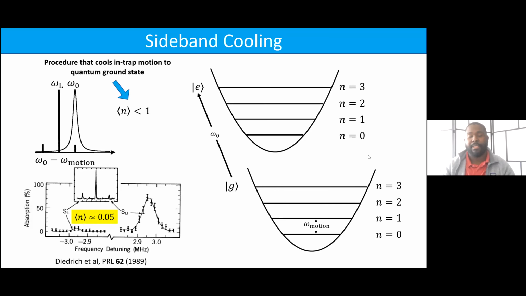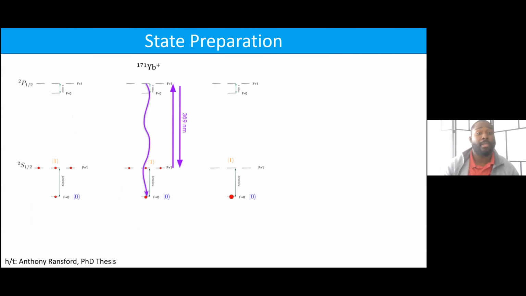But if I send some laser light in that is this frequency omega naught minus the motional frequency omega motion, then the scattering process that I mentioned will take me up to this excited state, and then spontaneous emission will take me back down here. So now I'm back in my ground electronic state, and I have one less quantum of vibrational energy. And I can repeat this process and take my atom into its quantum ground state.